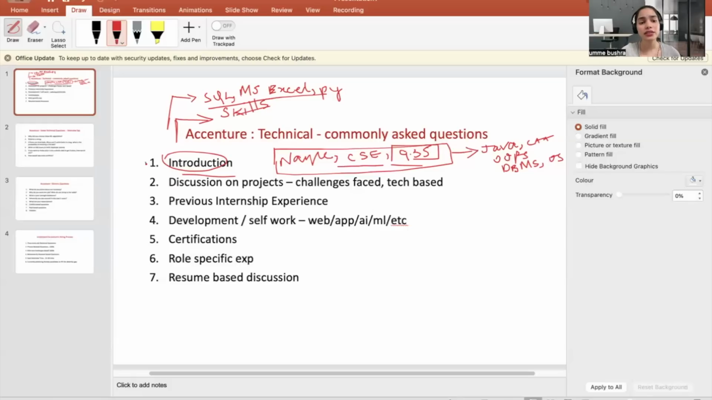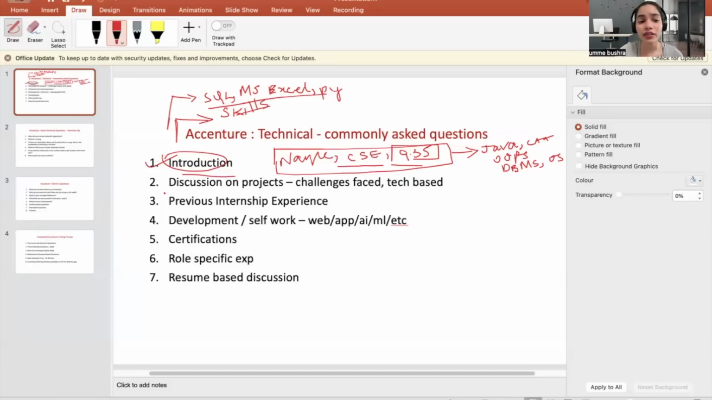So let's look at the second question. The second question says discussion on projects. I am going to give you an example so you have a better understanding. When I was in college, I had done about 3 projects. One of the projects was a heart disease prediction system. This is a prediction of whether a person has heart disease or not using ML algorithms.